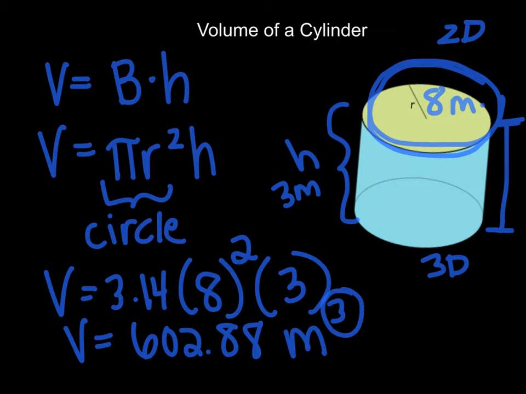Now I'm going to label it cubed because it's a three-dimensional object. So we labeled it centimeters squared when it was a two-dimensional circle, and we label it meters cubed for a three-dimensional cylinder.